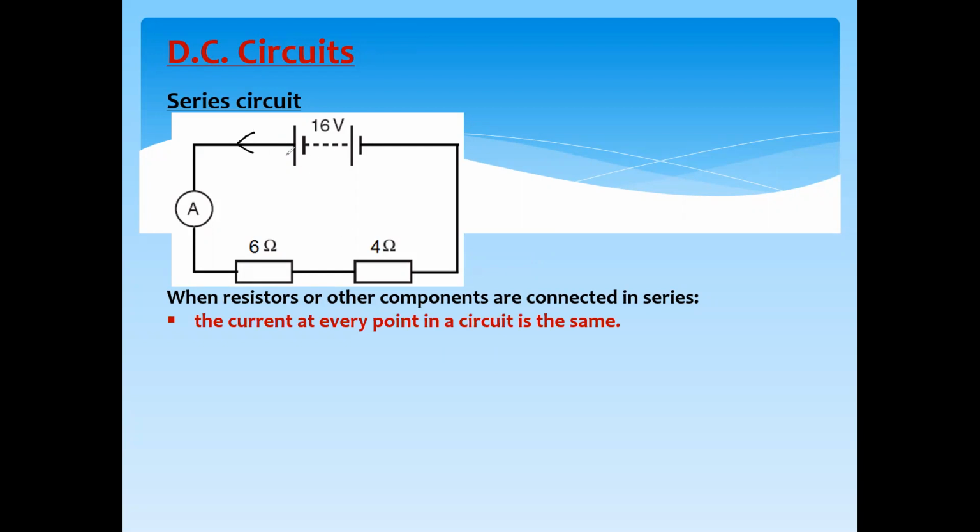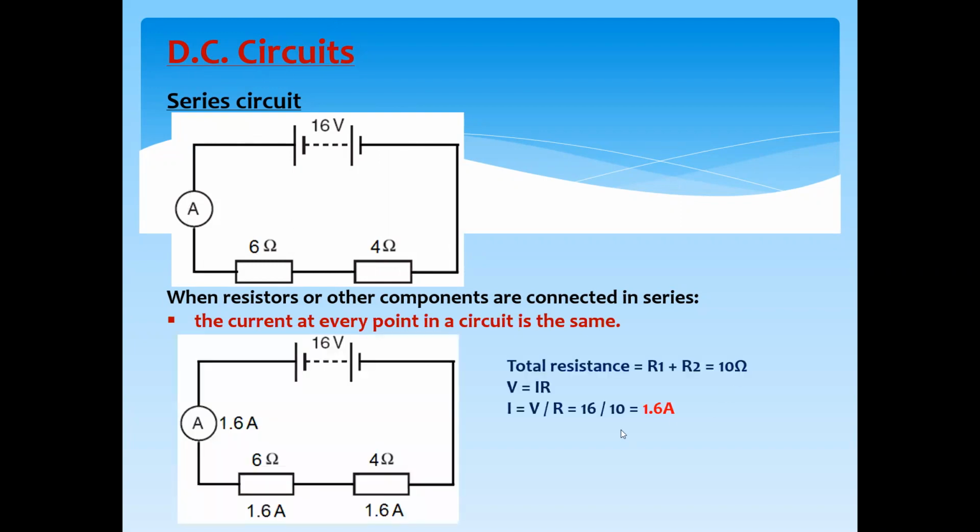So if I say 1.6 ampere is the current coming out from the battery, the same 1.6 ampere will flow through the 6 ohm resistor, and 1.6 ampere will flow through the 4 ohm resistor, and the same current will return. So the total current which enters the circuit is the same as the total current that leaves the circuit. To get the total current, we need the formula current equals voltage divided by resistance. So total voltage is 16 and the combined resistance is 6 plus 4, that is 10. So 1.6 ampere.